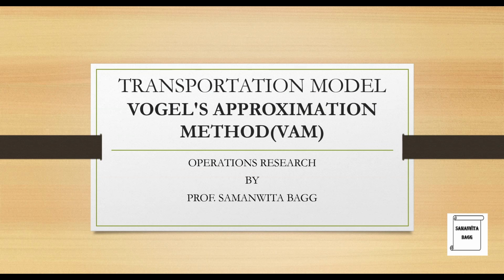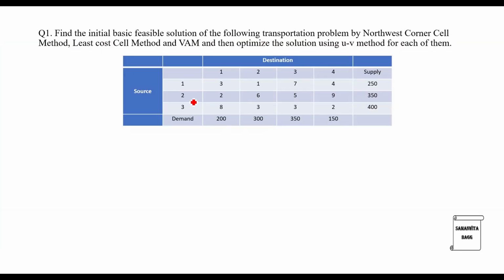In this session, we will take up a numerical on transportation model. We will find its initial basic feasible solution by using the Vogel's approximation method. It is also called as VAM method. So you can see here in the same problem, we are going to now use VAM method for finding the initial basic feasible solution. Now in the exam, you can use any one of the three methods.